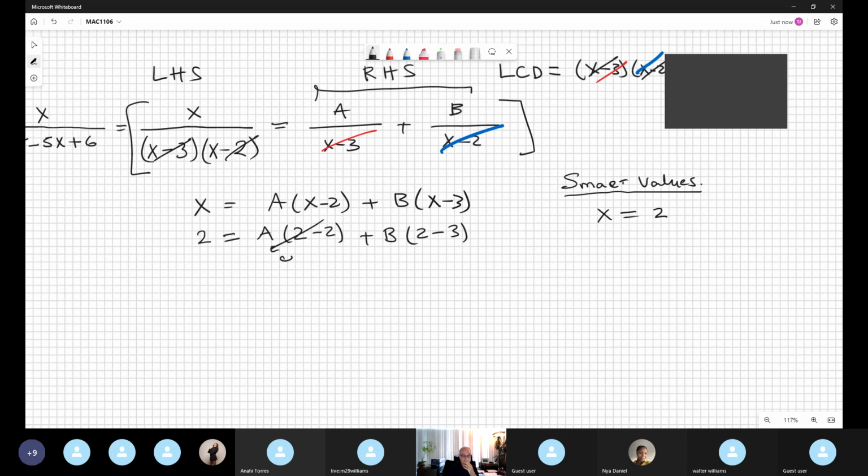2 minus 2 is 0. Therefore, my expression is 2 equal to... Then 2 minus 3 is negative 1. So it is minus b. Therefore, b alone is minus 2.